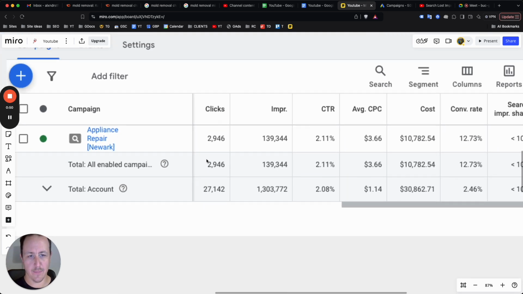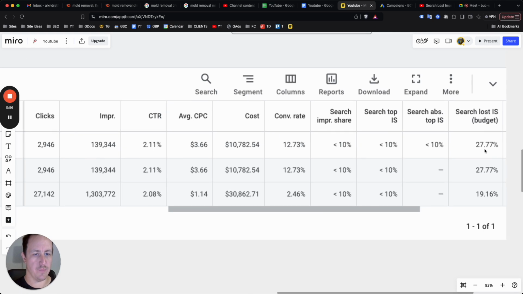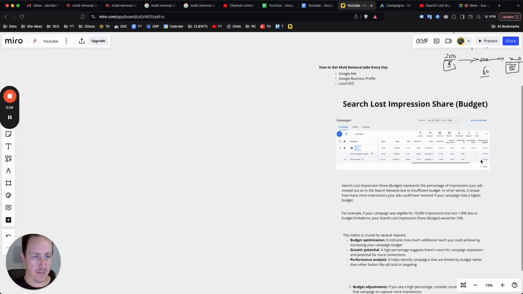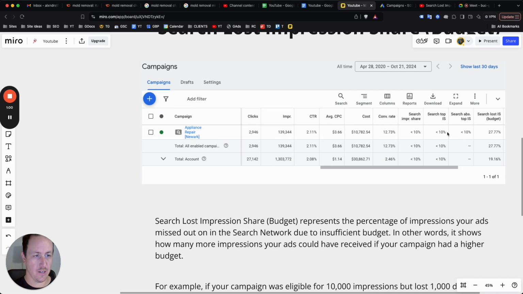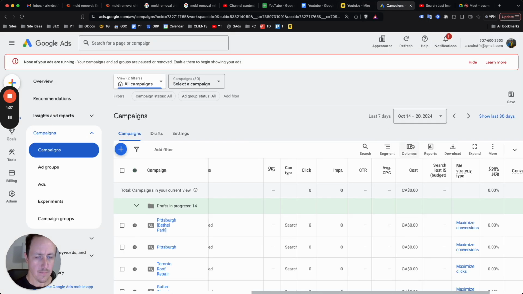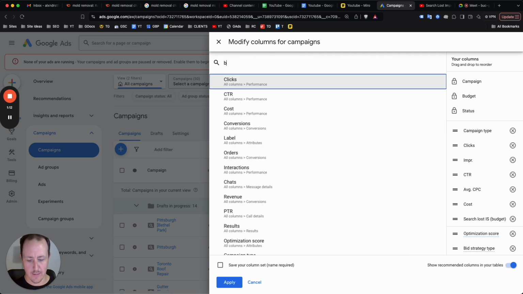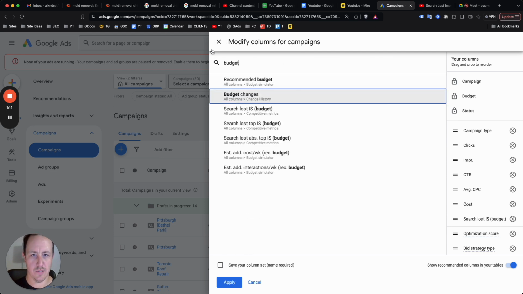So I have an example here. As you can see in this example, search lost impression share for budget is 27.77%. Now, most of you have probably never seen this data displayed. You have to go into your columns and add it. So how you would add that is you would just click here on columns in the campaign window, click on modify columns, and what I just do every time is just search for budget, and you will see all the different options here, and you would just click search loss impression share budget.